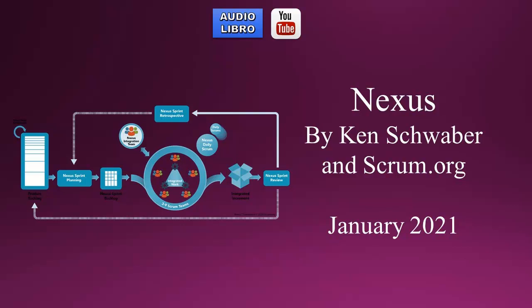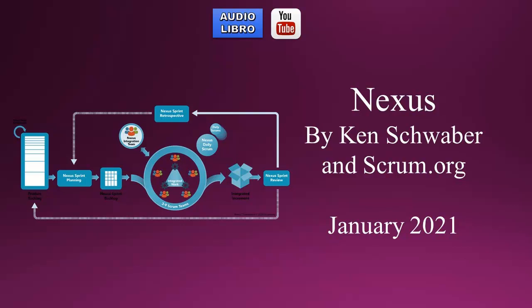Nexus artifacts and commitments. Artifacts represent work or value and are designed to maximize transparency, as described in the Scrum Guide. The Nexus integration team works with the Scrum teams within a Nexus to ensure that transparency is achieved across all artifacts, and that the state of the integrated increment is widely understood. Nexus extends Scrum with the following artifacts, and each artifact contains a commitment, as indicated below. These commitments exist to reinforce empiricism and the Scrum values for the Nexus and its stakeholders.